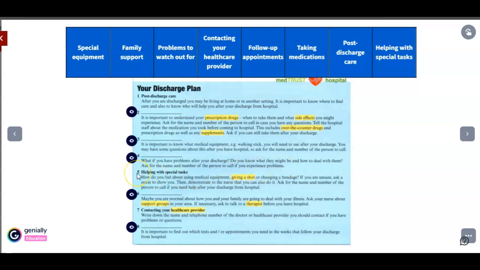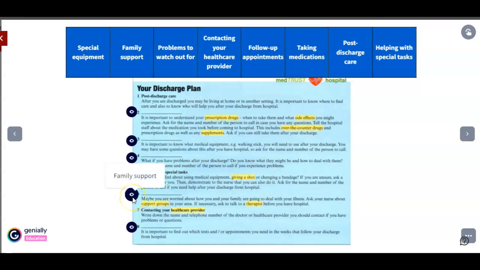The following part is helping with special tasks. So, for example, what about giving a shot? What if the family members of this patient don't know how to give a shot? So maybe you need to explain this to them. So you also need to explain to them how to use the special equipment. Okay, and maybe you need to demonstrate this to the patient and the family members.